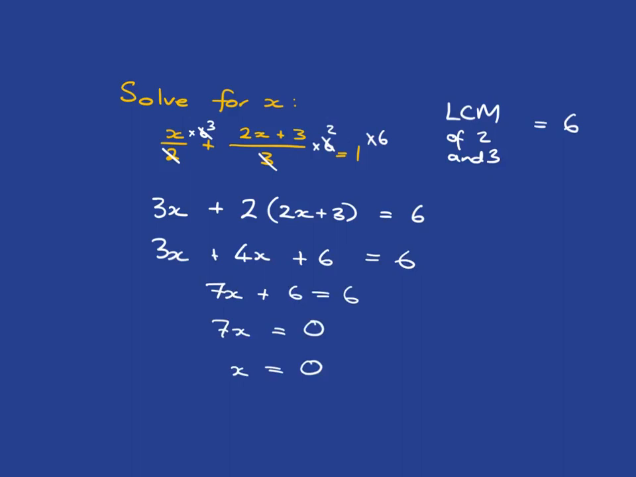And remember, if I'm a little worried that I might have done something wrong in between, I can always check my solution by taking that solution and substituting it into the left-hand side of the original and being sure that I get the right-hand side. So let's do that now. I'm going to make x 0, so it'll be 0 over 2 plus 2 times 0 plus 3 over 3. Well, 0 over 2 is 0, 2 times 0 is 0, plus 3 is 3, 3 over 3 is 1. And so this is 1, and that is what the right-hand side is, so we can rest assured that we have got this correct.